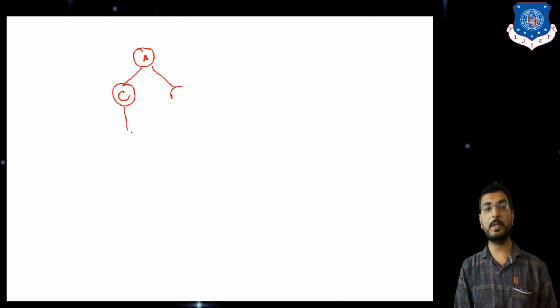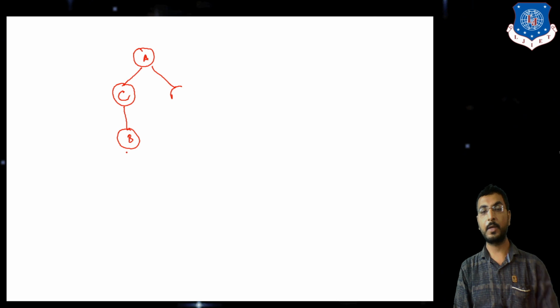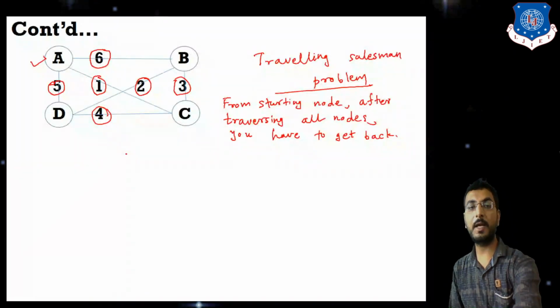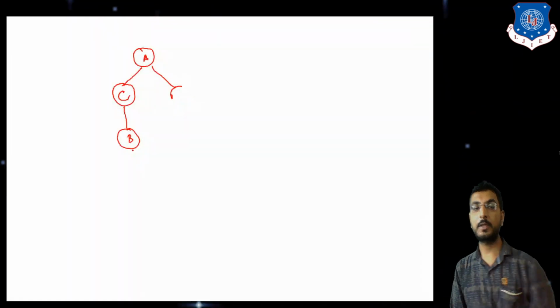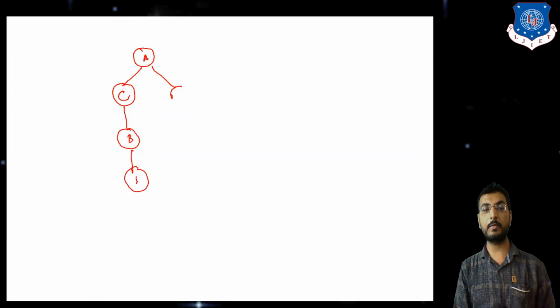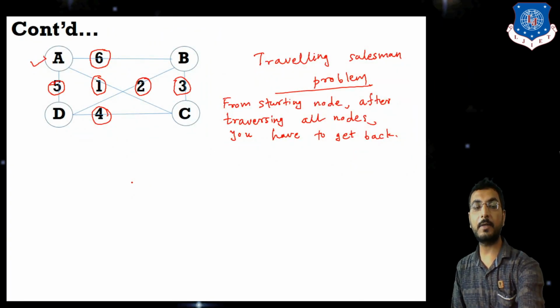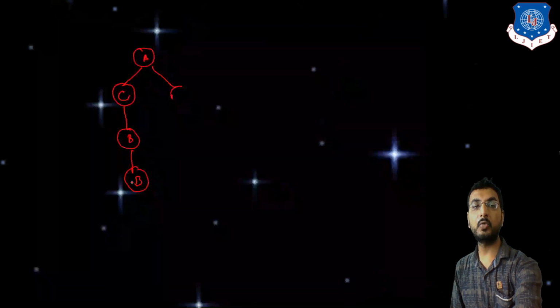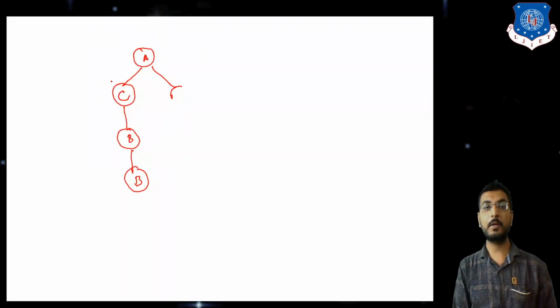Sorry, from node C we will have node B. So from node B you will have one and only one node left, that is node D. So here you will go with node D. So how much distance have you traversed? You have traversed 1 plus 3 plus 2. So 1 plus 3 plus 2. So at last, how many kilometers have you traversed in total? 6 kilometers you have traversed.